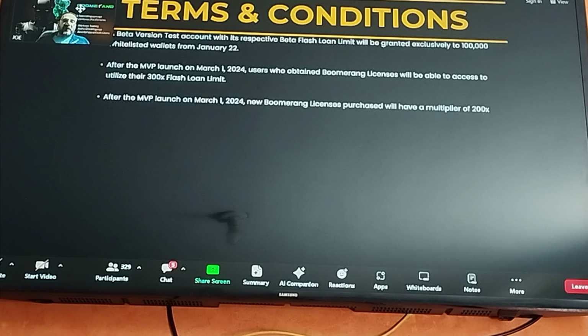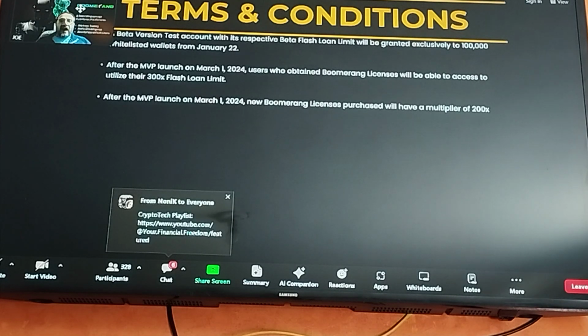After the MVP launch on March 1st, new Boomerang license purchases will have a multiplier of 200x. That means you have 1 week to lock in your 300x. Only 1 week left until we go to MVP launch. Only 1 week left for you to be able to purchase your license and lock in 100x more than you'll be able to after March the 1st.